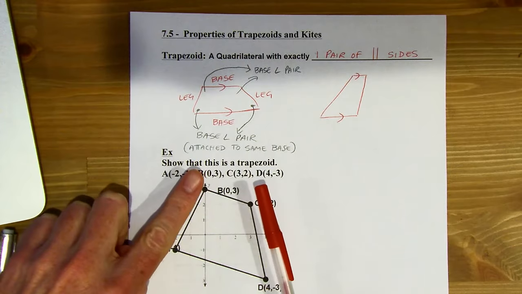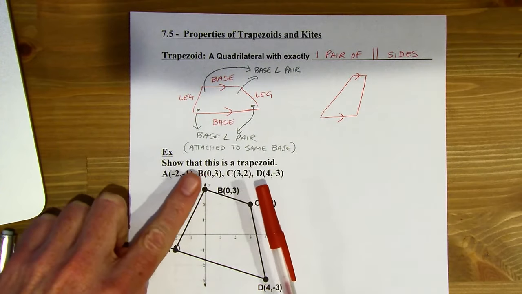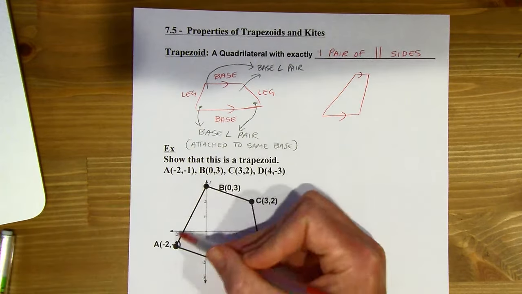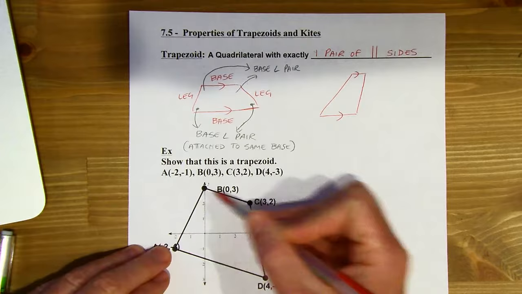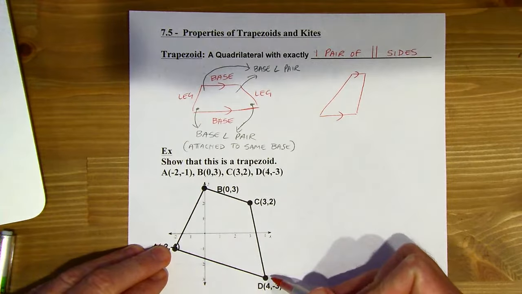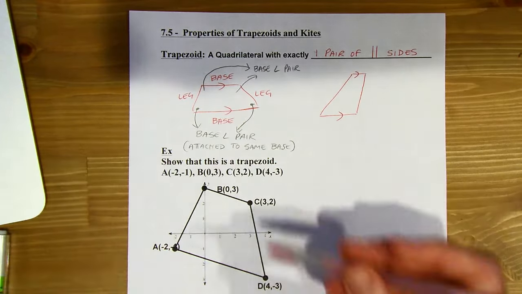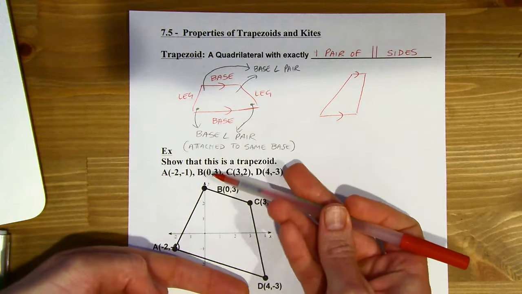If I really wanted to get technical, I should check these slopes and show that they're not the same. But I can see that this is a positive slope because it's going uphill left to right, and this is a negative one because it's going downhill. So I know those aren't parallel. If I had more time, I would show that. I'm just going to show that these two are parallel.